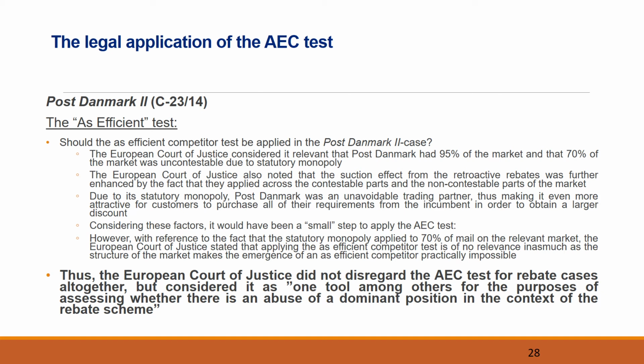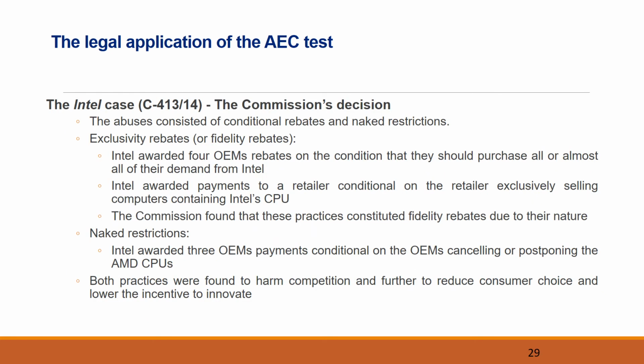The ECJ did not disregard the AEC test for rebate cases altogether, but considered it as one tool among others for the purposes of assessing whether there is an abuse. In another case, Intel offered exclusivity rebates and naked restrictions, which the Commission deemed to be abuse. Firstly, Intel awarded 4 OEMs rebates on the condition that they should purchase all or almost all of their demand from Intel. Secondly, Intel awarded payments to a retailer conditional on the retailer exclusively selling computers containing Intel CPUs.